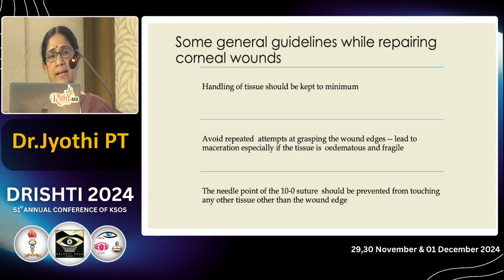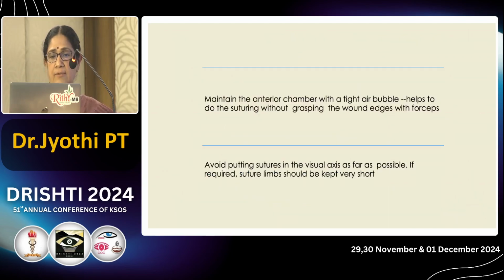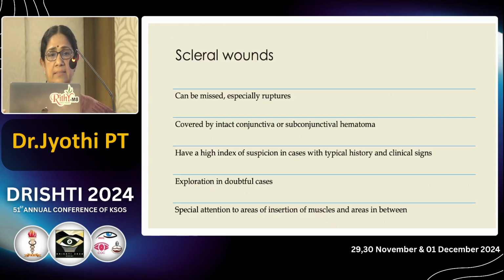So some general guidelines while repairing corneal wounds: handling of the tissue should be kept to a minimum. Avoid repeated attempts at grasping the wound edges, which can lead to maceration, especially if the tissue is edematous and fragile. The needle point of the 10-0 suture should be prevented from touching any tissue other than the wound edge. And maintain the anterior chamber with a tight air bubble, which helps to do the suturing without grasping the wound edges with forceps. Avoid putting sutures in the visual axis, as I have already discussed.